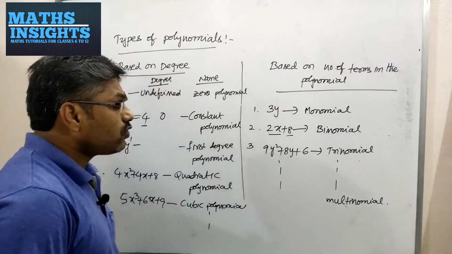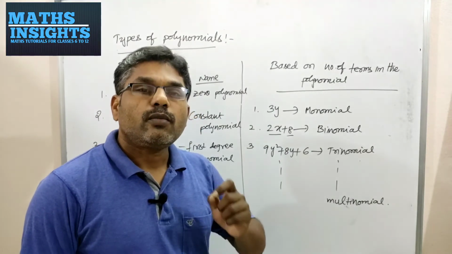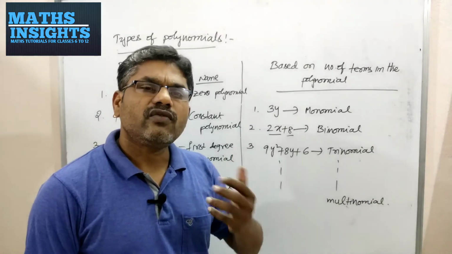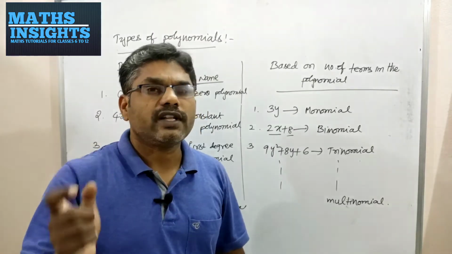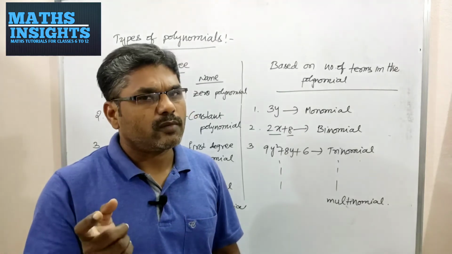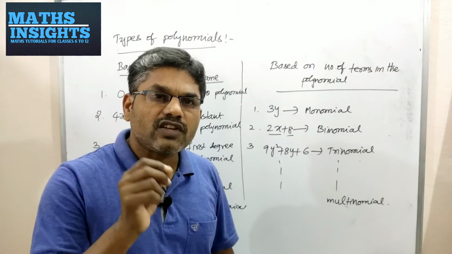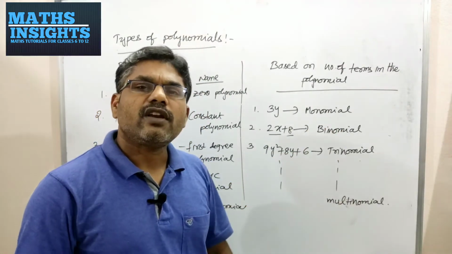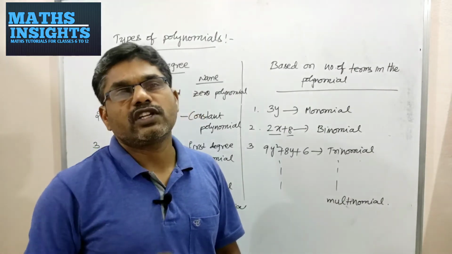Okay, so you have to understand the huge difference between polynomial and multinomial. Polynomials and multinomials are quite different. A polynomial is always a multinomial, but a multinomial may not be a polynomial, though in some conditions it may be. A polynomial has to satisfy the condition that the powers should be non-negative integers, but a multinomial may not satisfy that condition.